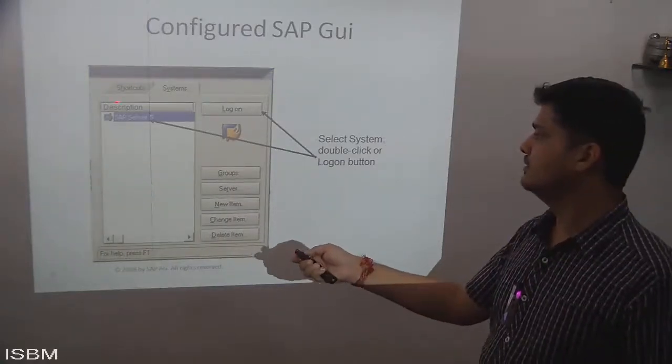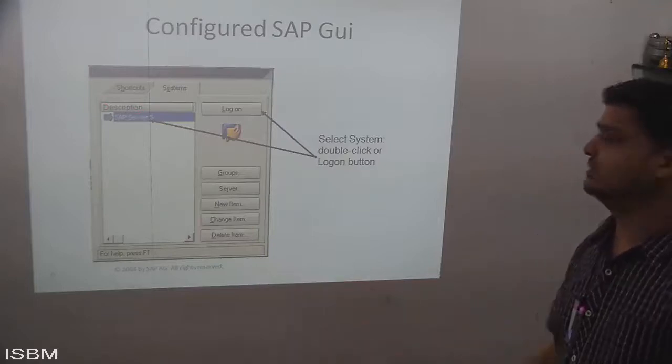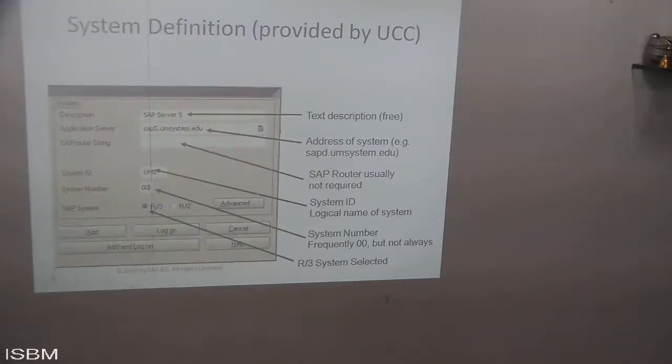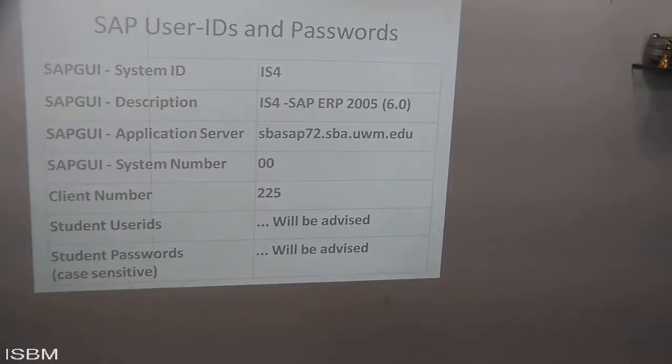When all this has been done, you will get this over here: SAP user ID and password. The SAP GUI system ID is IS4 over here. The description is IS4 SAP ERP 2005 6.0. I have given the application server and the system number. The client number is 225. The student ID and password are case sensitive. The ID I have written here is the student ID and password.